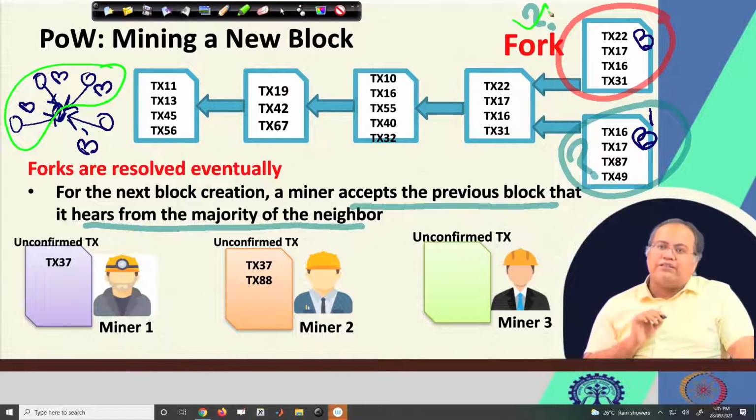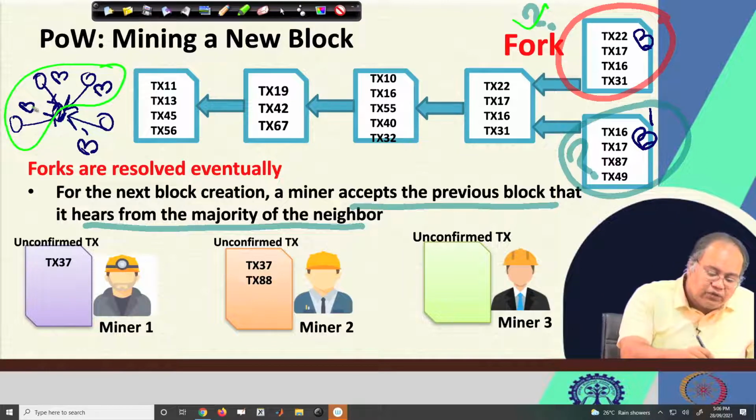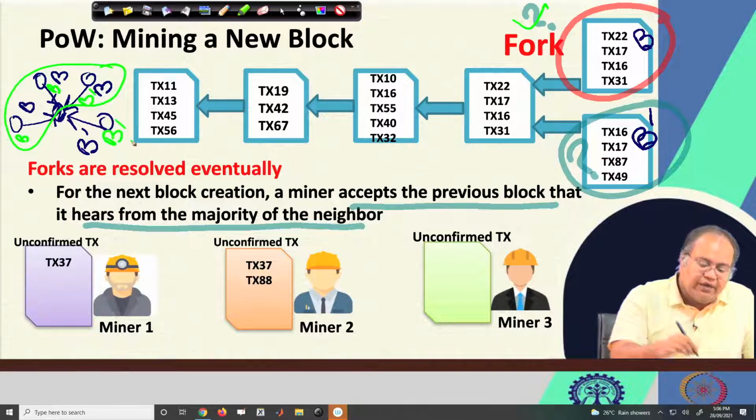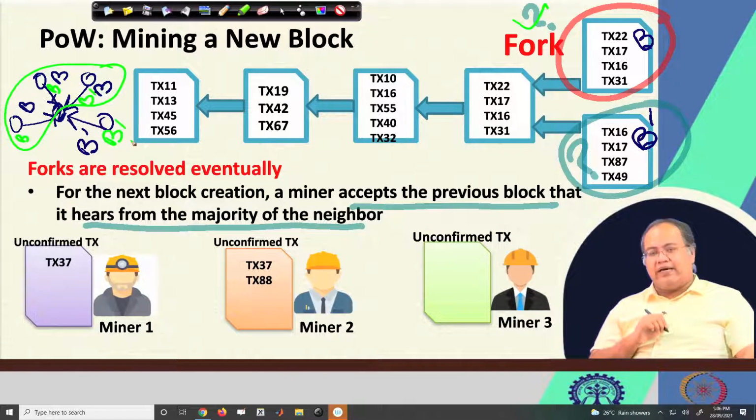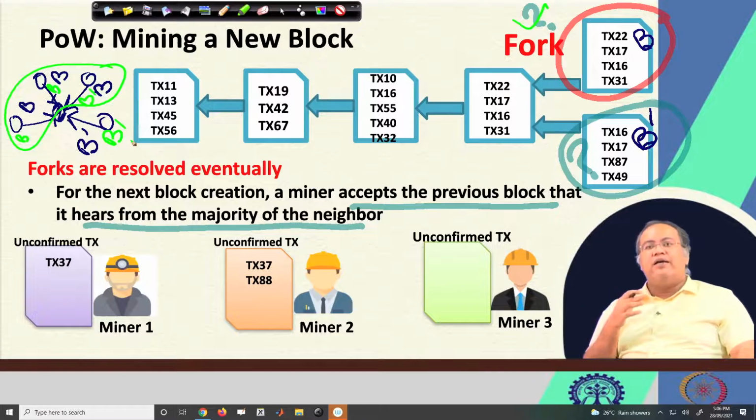Well, now you might ask what if it hears the block from the same number of peers, for example, 2 of the peers say B and 2 others say B prime, that can also happen. If that is the case, miners just randomly select one of the blocks. And although I am using the term miner, this particular rule is followed by all the nodes of a blockchain. Every node in the blockchain, whatever it gets from the majority of its peers, it accepts that information.